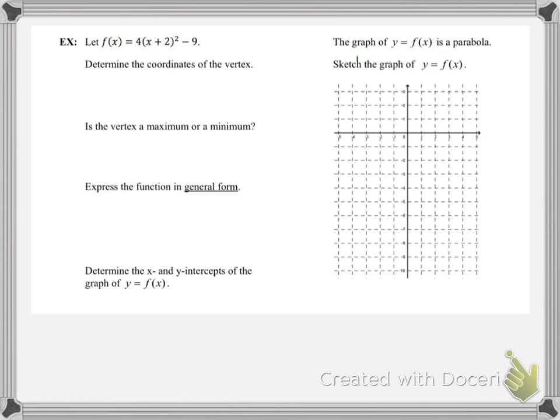So from that function, what are the coordinates of my vertex? Very close, but that 2, remember it's x minus h, right? So that would be x minus what? To get plus 2, you'd have to subtract.